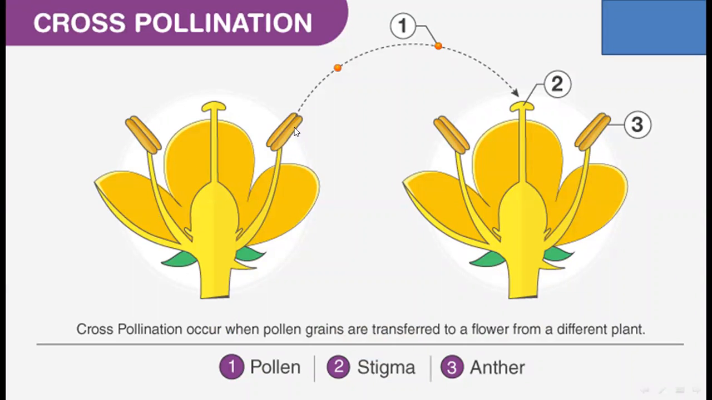Cross-pollination. Cross-pollination occurs when pollen grains are transferred to a flower from a different plant. See here, transfer of pollen grain to a flower from a different plant. So that one is called cross-pollination.